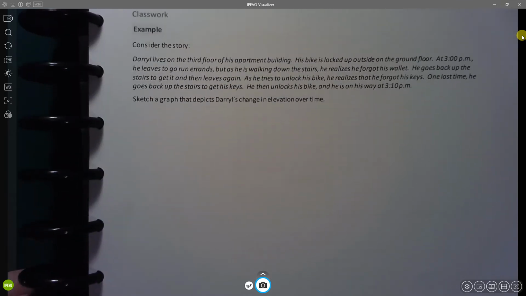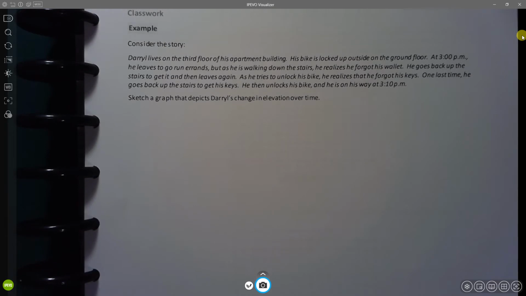Consider the story. Daryl lives on the 3rd floor of his apartment building. His bike is locked up outside on the ground floor. At 3 o'clock p.m., he leaves to go run errands, but as he is walking down the stairs, he realizes he forgot his wallet. He goes back up the stairs to get it and leaves again. As he tries to unlock his bike, he realizes that he forgot his keys. One last time, he goes back up the stairs to get his keys. He then unlocks his bike and is on his way by 3:10 p.m. Sketch a graph that depicts Daryl's change in elevation over time.